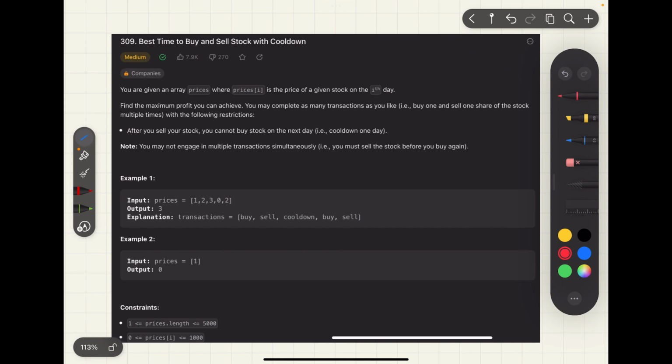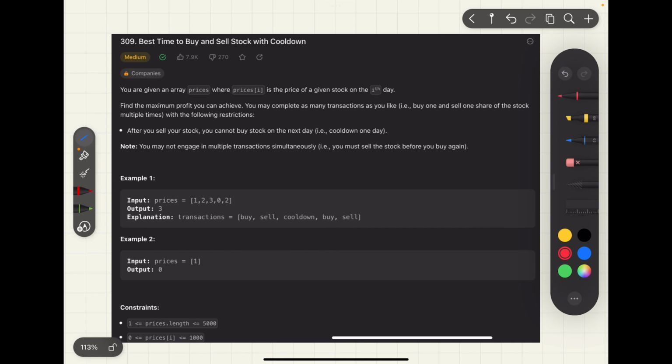And also, as a note, it is given that you may not engage in multiple transactions simultaneously. Which means that once you buy a stock, you cannot perform another buy operation. So once you have bought a stock, you need to sell it, wait for 1 more day, and then buy another stock.